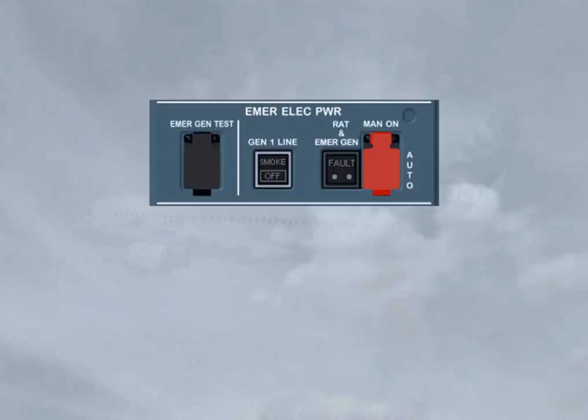The controls and indications on the emergency electrical power panel will be covered in the failure cases module, except for the emergency generator test switch. It is used by maintenance only to test the emergency generator and the static inverter.